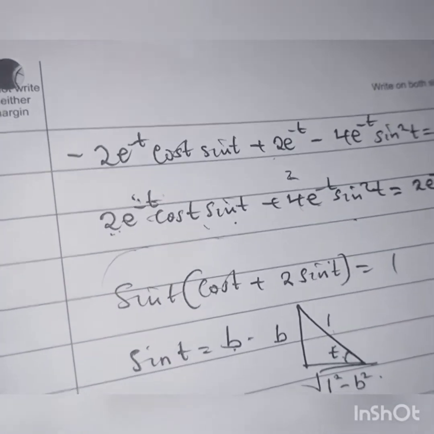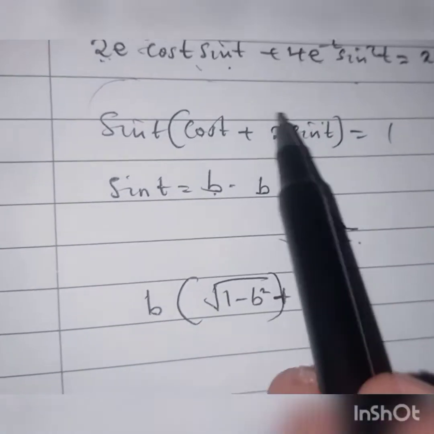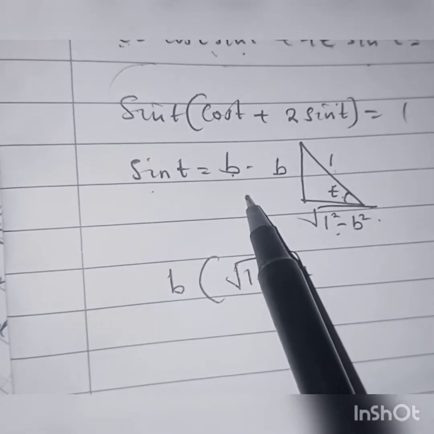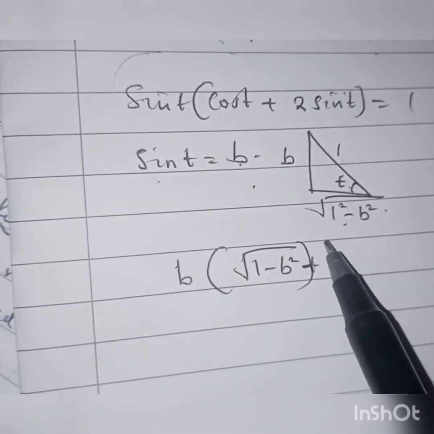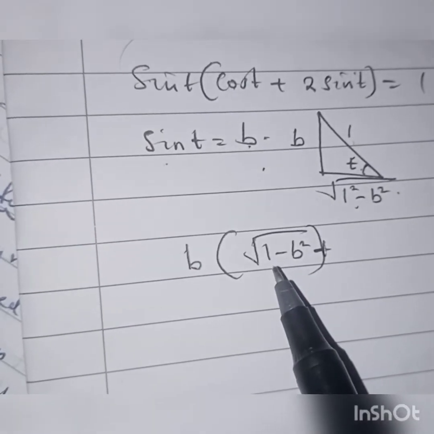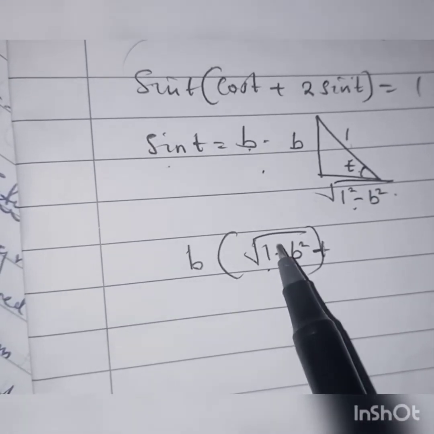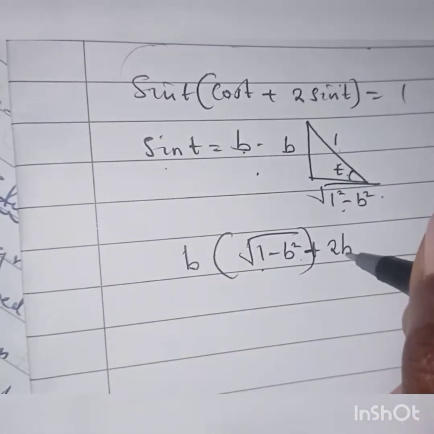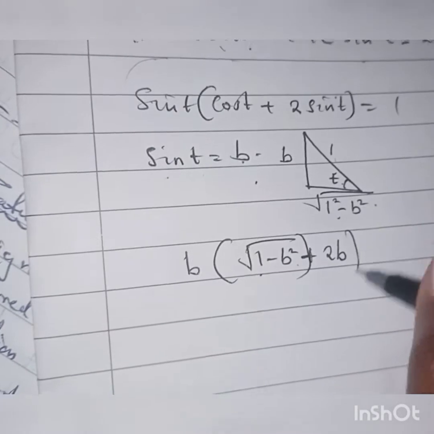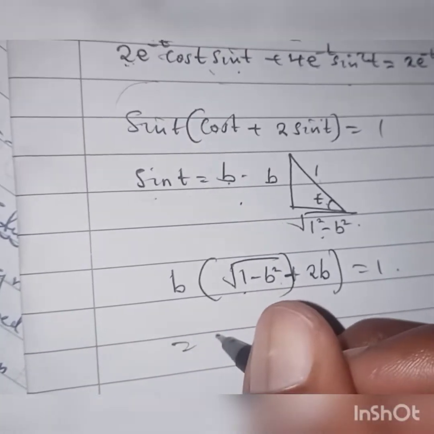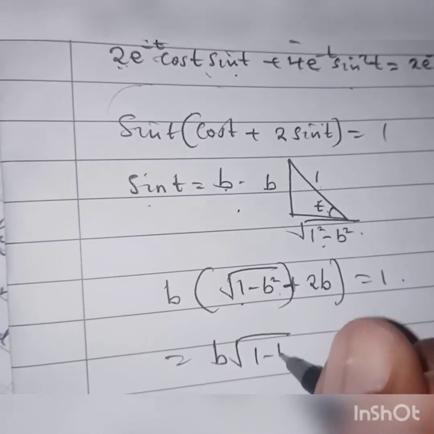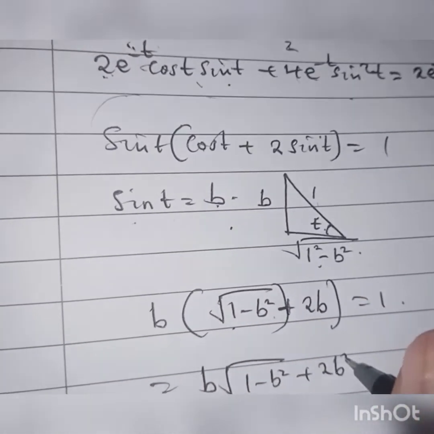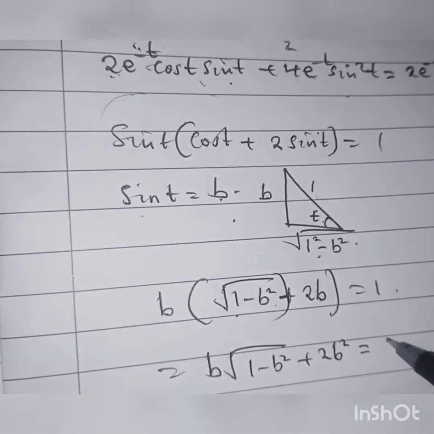So we should write plus. Our sin t equals b; we have set it to b. Therefore, our cos t will be just adjacent over hypotenuse, which is root of 1 minus b squared, then plus 2 sin t, which is 2b. Our sin is b. So this one will give us 1. Therefore, b times root of 1 minus b squared, plus b times b, which is 2b squared, equals 1.